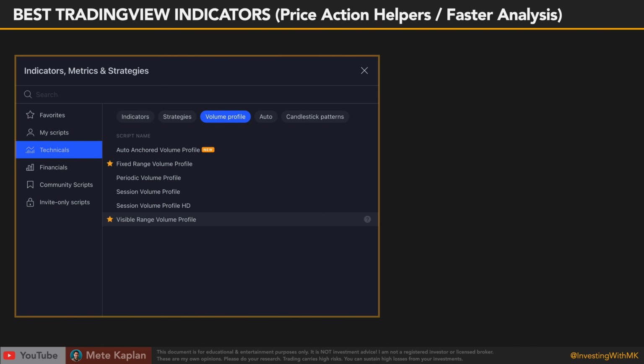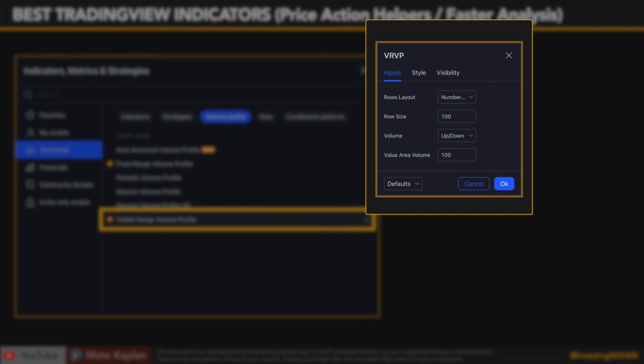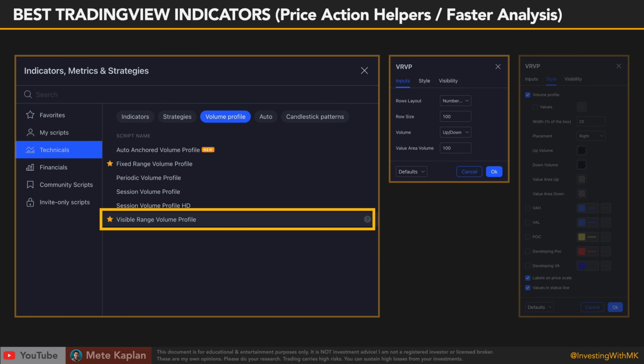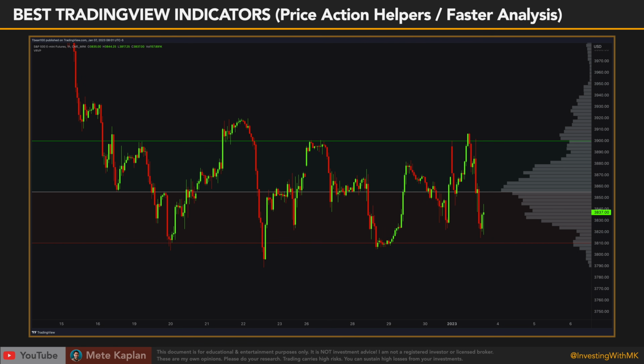The settings of the indicator are actually extremely simple. Most of the settings are just for visuals. I set the row size and volume area to 100. For the style, I use light gray and the rest of the settings are disabled. I only need the main volume indication and that's it. Now, how to use this indicator? We'll look at a practical example soon. However, let's first focus on the basics.